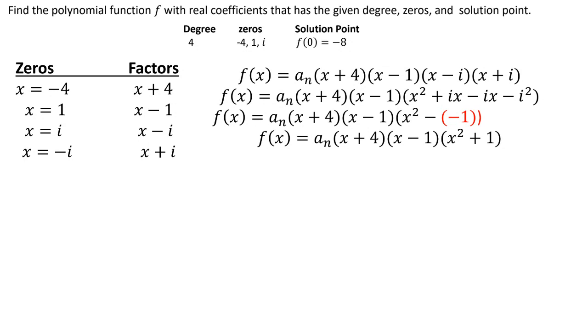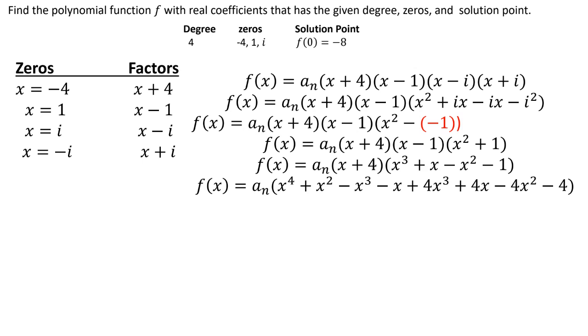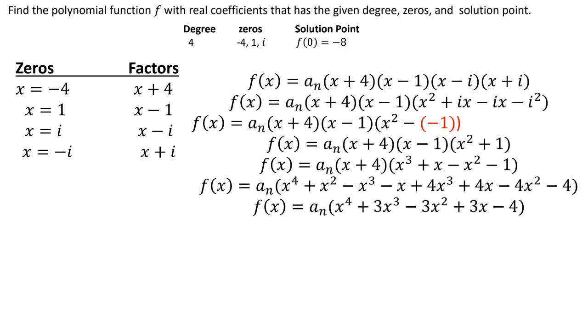Now let's go ahead and continue multiplying. Let's do x minus 1 times x squared plus 1. This gives me x cubed plus x minus x squared minus 1. Combine my like terms and multiply times the x plus 4. I have all these things here. Let's simplify and condense. So we have f of x is equal to a sub n times x to the 4th plus 3x cubed minus 3x squared plus 3x minus 4.